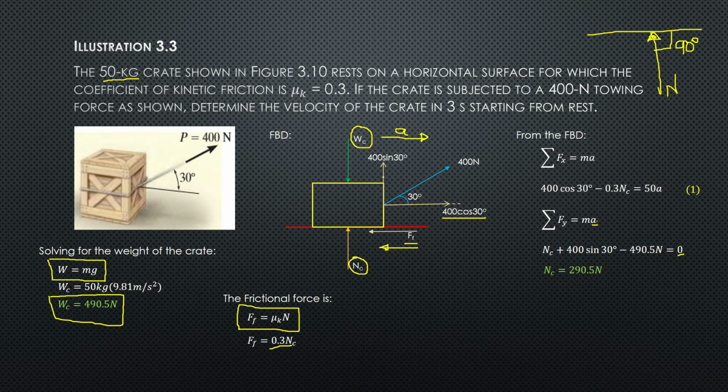As you can see, the vertical components going up are 400 sine 30 and the normal force, and going down is the weight. So 400 sine 30 plus the normal force minus the weight, which is 490.5, equals 0. You can solve for the normal force, which is 290.5 newtons. Then substituting the value of the normal force into equation 1, you get 400 cosine 30 degrees minus 0.3 times the normal force of 290.5 equals 50 multiplied by acceleration. Solving for the acceleration, that is 5.19 meters per second squared. So this is the magnitude of the acceleration.